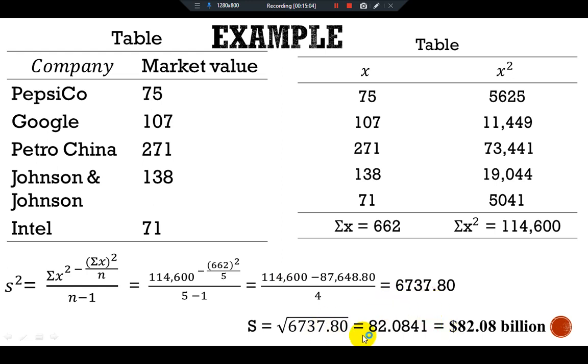For getting the standard deviation of these 5 companies, we take the square root of the variance. So the standard deviation of the market values of these five companies is $82.08 billion. The standard deviation gives us the level of dispersion among the selected firms.